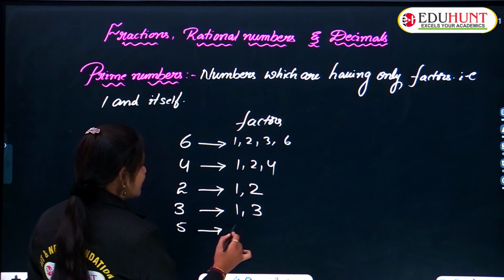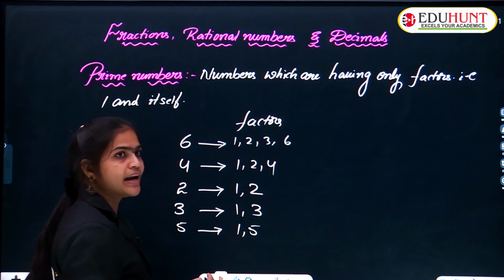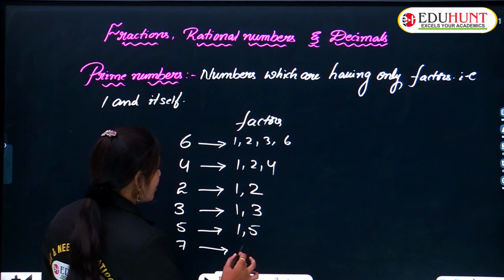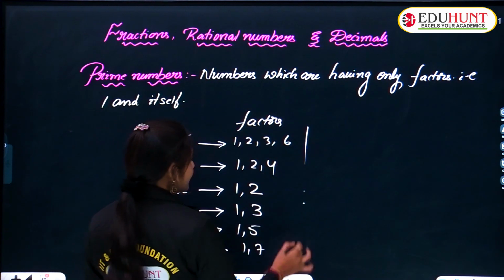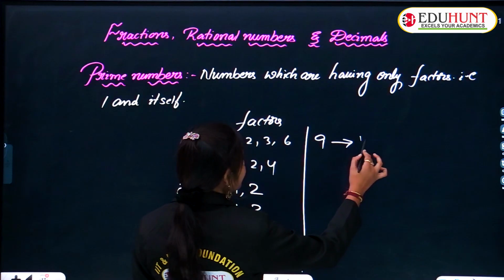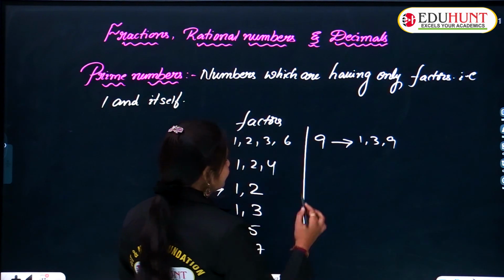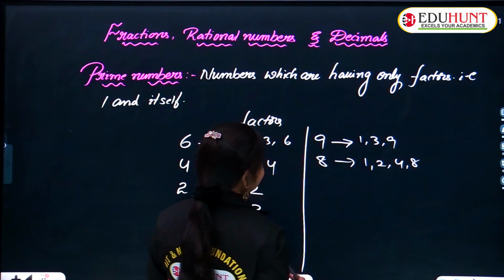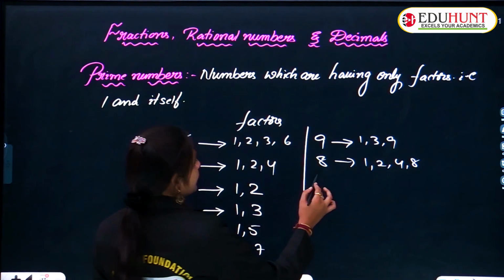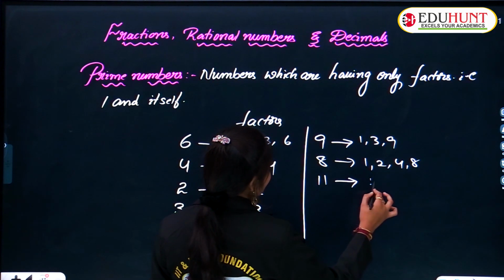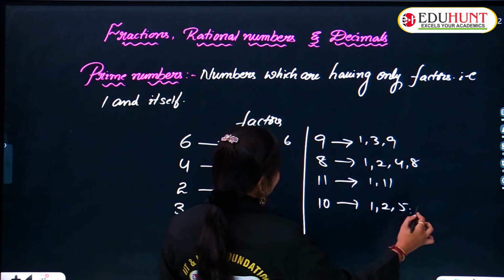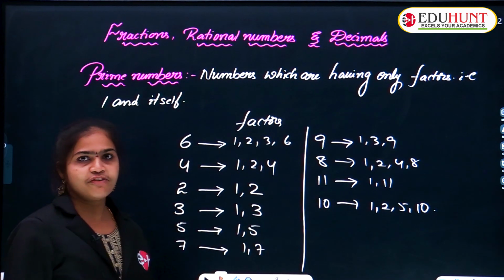5. 5 is having how many factors? 1 and 5. That's it. And in the same way 7: 1 and 7. 9: 1, 3, 9. 8: 1, 2, 4, 8. Now say, next 11: 1, 11. 10: 1, 2, 5, 10. These are the factors, no?